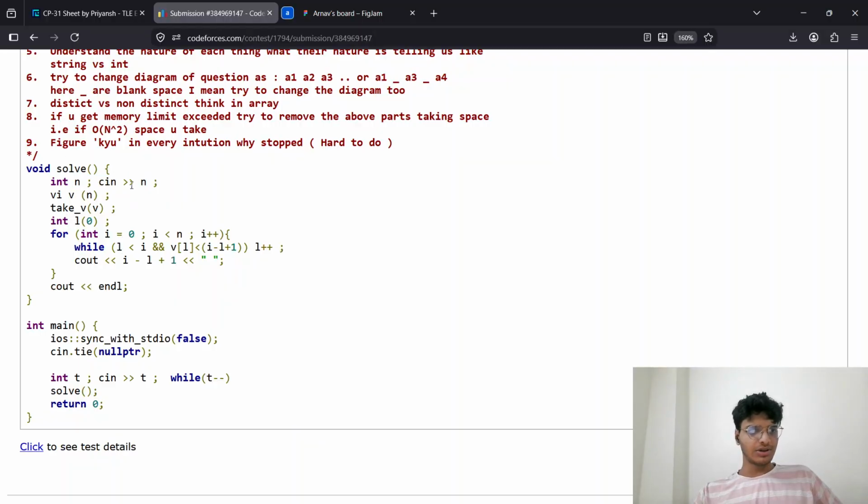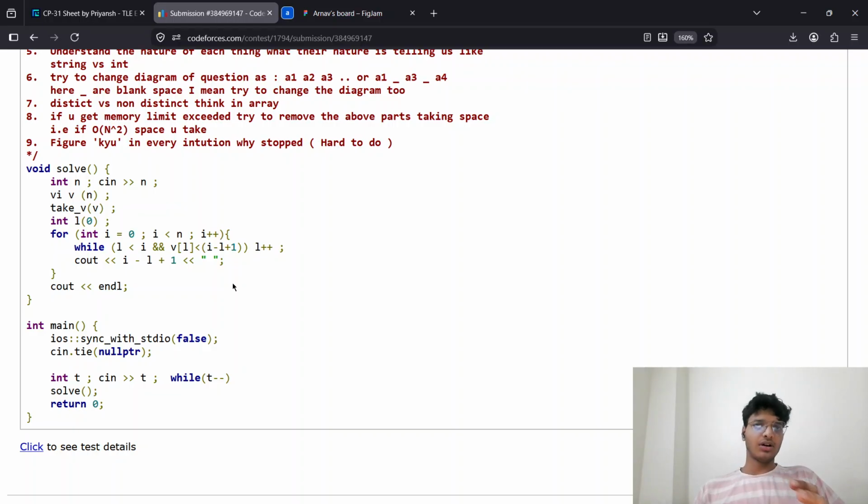So we will take input n, then store the vector v, that is take v, cin done. So int l equal to 0, and this one is r. So for i equal to 0, i less than n, i plus plus, while L is less than or equal to i, then v of L. Let me explain this. First of all, L should be less than i, and v of L should be less than i minus L plus 1, that we have done.